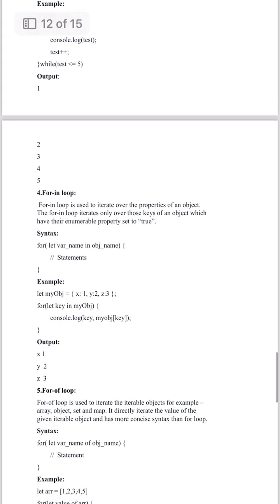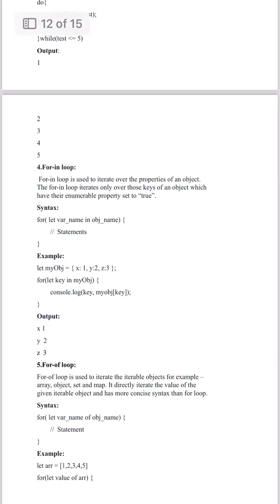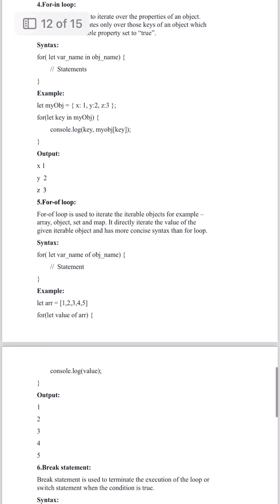For in loop. The for in loop is used to iterate over the properties of an object. The for in loop iterates only over those keys of an object which have the enumerable property set to true. For of loop. The for of loop is used to iterate over iterable objects, for example array, object, set and map.